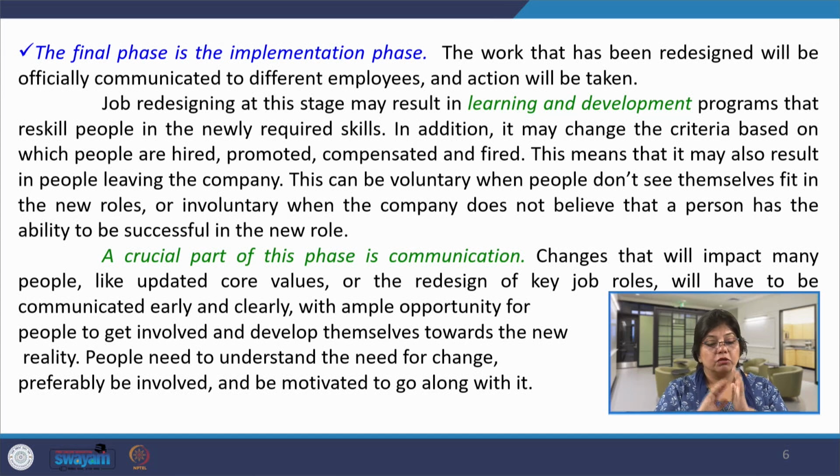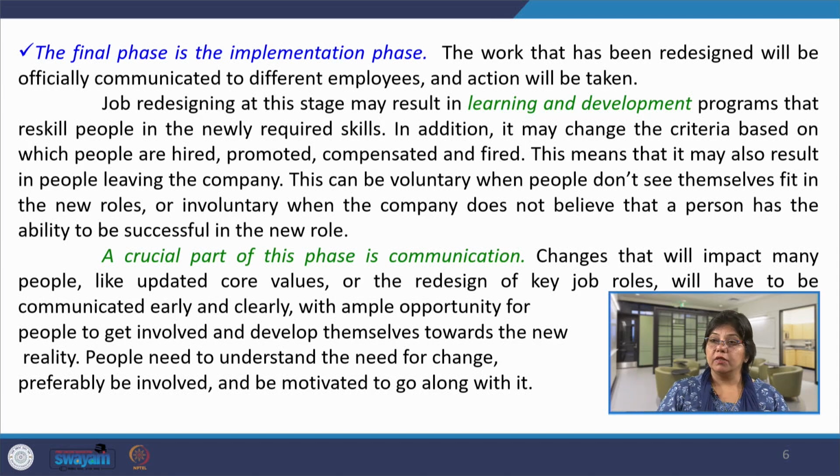So, the crucial part of this phase is communication. In what manner the change, the redesigning, has been communicated will impact employees to a larger extent. So, this entails that changes that will impact many people, like updated core values or the redesign of key job roles, will have to be communicated early and clearly, with ample opportunity for people to get involved and develop themselves towards the new reality. So, the manner in which the change has been introduced to the employees will help them understand and decide whether to stay with the job or not.